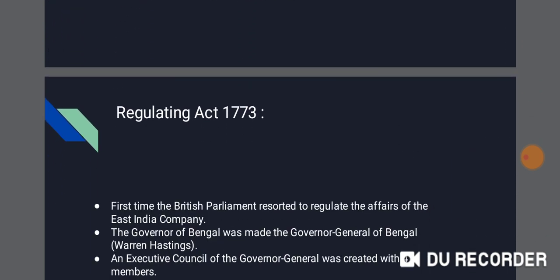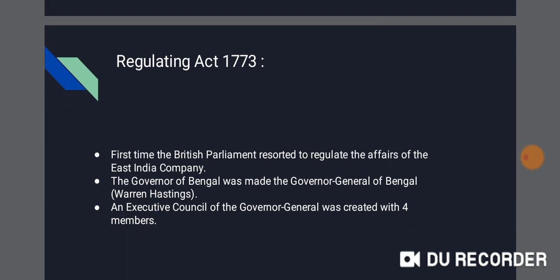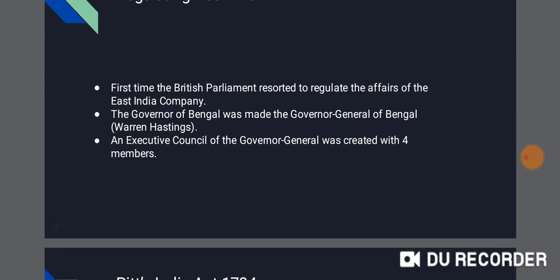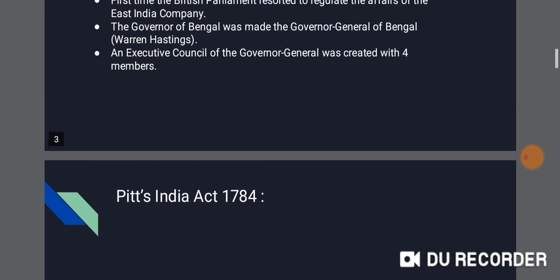Regulating Act 1773. For the first time, the British Parliament resorted to regulate the affairs of the East India Company. The Governor of Bengal was made Governor General of Bengal. An executive council of the Governor General was created with four members.